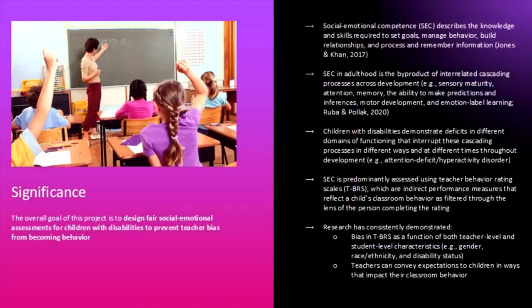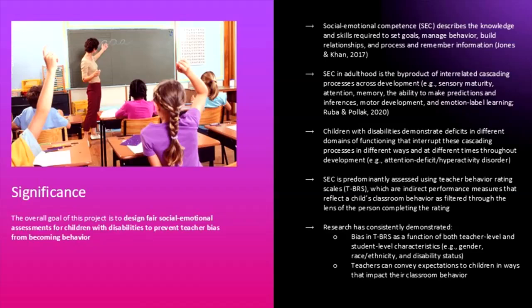The significance for this: we know that social emotional competence is really important. It is like the bedrock of 21st century skills. These are critically important. And we also know that an adult's social emotional competence is the byproduct of a number of cascading factors from childhood. These are interrelated, very complex processes: sensory maturity, attention, memory, the ability to make predictions and inferences about another person's behavior that you are talking to. Motor development, emotion label learning. Can we identify more than like 3 or 4 emotions and make sense of those?